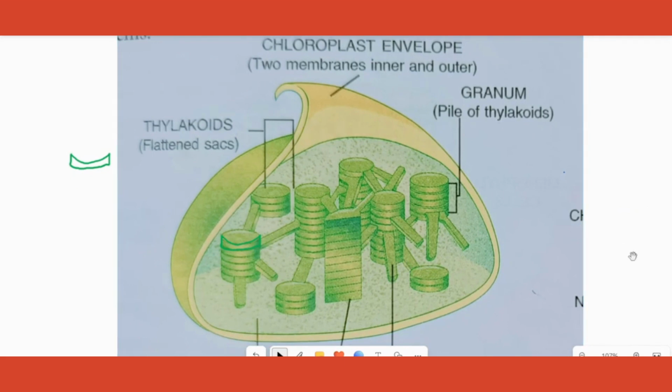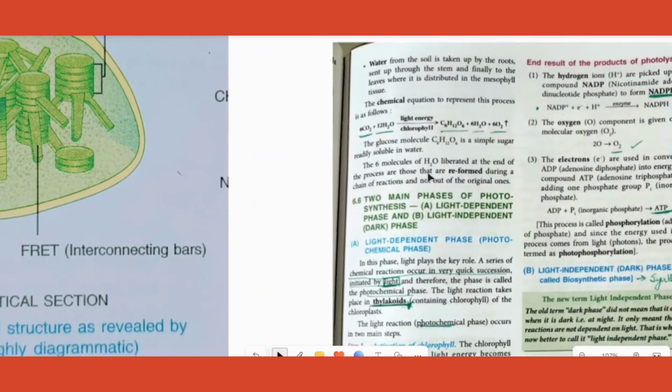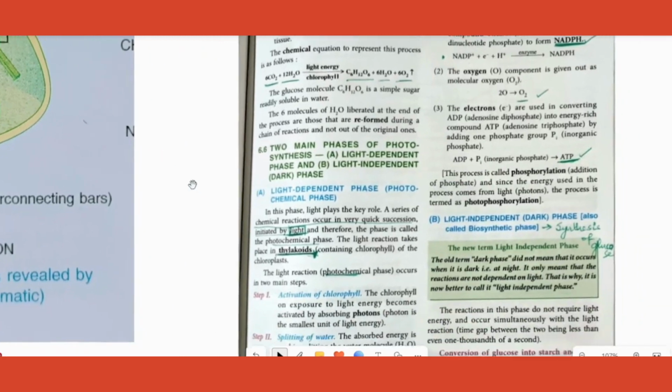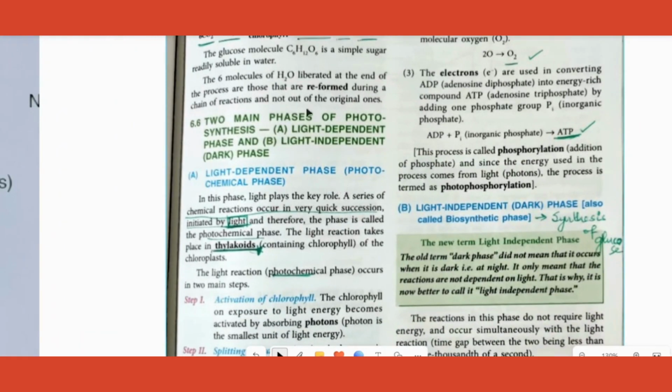Next, photosynthesis can be divided into 2 phases, light dependent and light independent. Light dependent means that phase requires light, and the second phase does not require light, so we call that light independent. The first phase exclusively happens or is initiated by light, so we call the first phase, the light dependent phase, also the photochemical phase. 1-mark question.